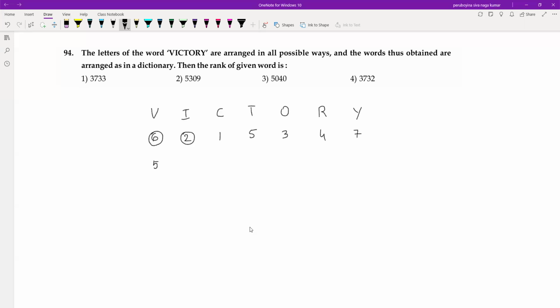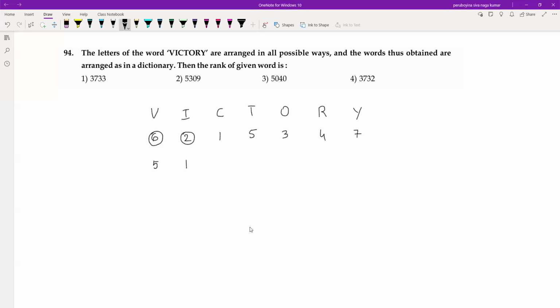Next we will count for 2 the smaller numbers. Always you should count on the right side. Do not move to the left side. Okay. So count the right side only. So 1 is smaller than 2. 5 is not smaller than 2. 3 is not smaller than 2. 4 is not smaller than 2. And 7 is also not smaller than 2. So only one number is valid. So write down 1 for 2.